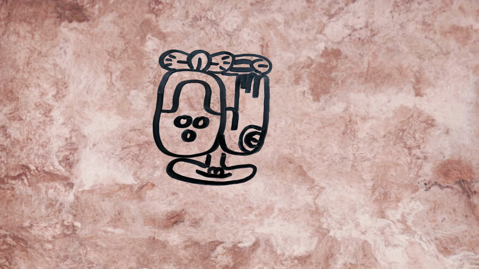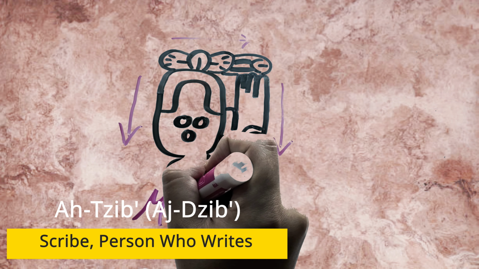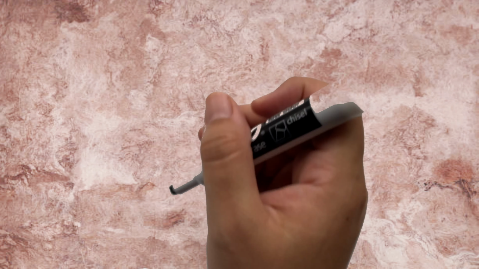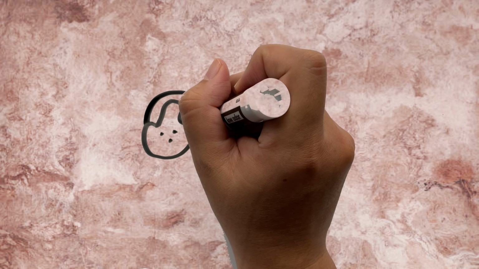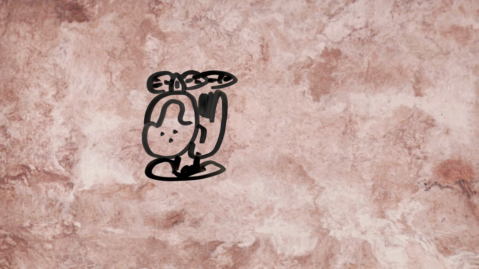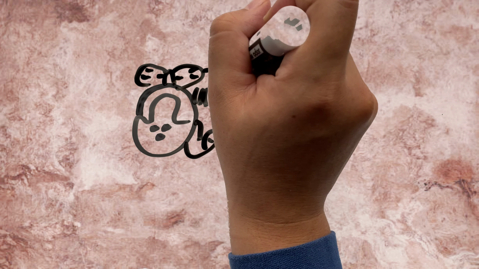The person who wrote glyphs were called aktsib, or scribe. Each aktsib had a personal calligraphy. We can actually detect and tell an aktsib by their handwriting. So bear in mind this, you don't need to worry to make it perfect. In fact, there were three forms of writing Maya glyphs.